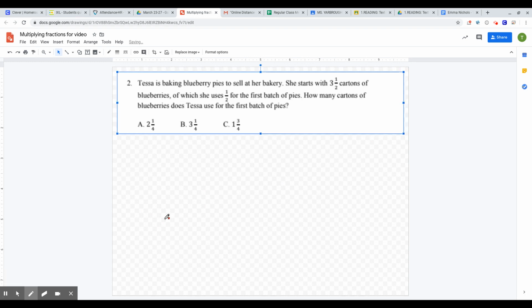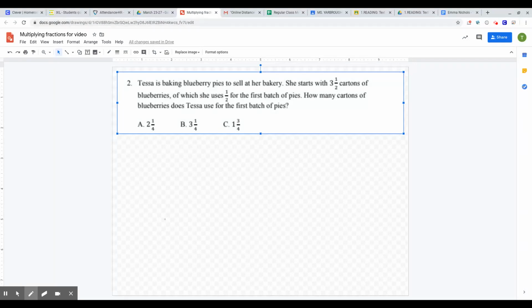This question says Tessa is baking blueberry pies to sell at her bakery. She starts with 3½ cartons of blueberries, of which she uses 1/2 for the first batch of pies. How many cartons of blueberries does Tessa use for the first batch of pies? To begin with, no, I did not write this problem. So this just happened to already be written with my name. I know several of you asked me if I wrote this with my name.